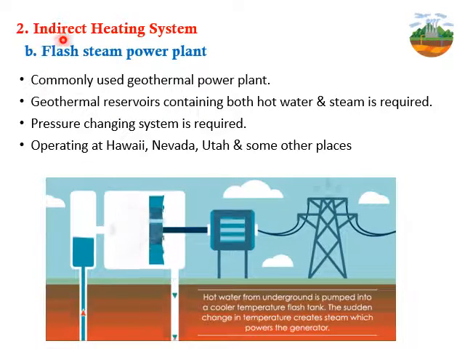The next type of the indirect heating system is the flash steam power plant, in which the hot water is sent to the heating reservoir, and this comes back here. There's a separator, the water-steam separator, here. The steam is then injected into the turbine, and again this cycle is operated. This type of system requires a pressure changing system, in which the water is evaporated in this high energy separator. This type of plant is operated in Hawaii, Nevada, Utah and some other places.